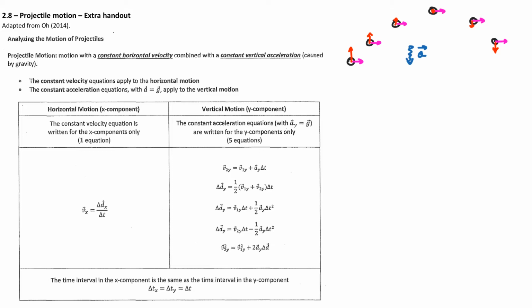And in the vertical direction, because you have a uniform acceleration, we're assuming it's uniform and that the altitude isn't changing significantly, you can use your 5 equations of motion in that direction. The time interval in the x component is the same as the time interval in the y component. So delta t x is equal to delta t y, which is delta t. So delta t is the only variable that is shared between the two directions.